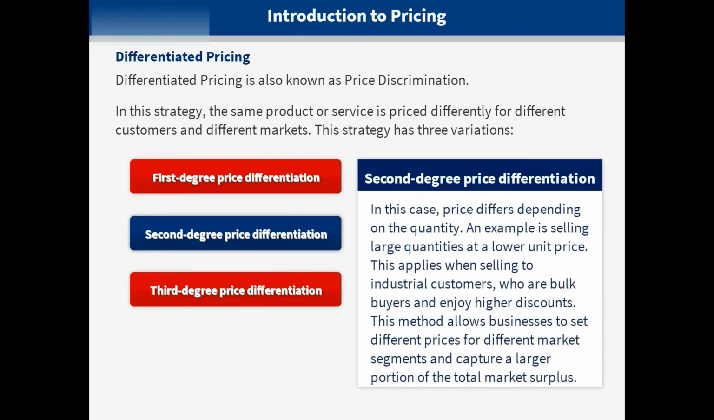Second-degree price differentiation. In this case, price differs depending on the quantity. An example is selling large quantities at a lower unit price. This applies when selling to industrial customers who are bulk buyers and enjoy higher discounts. This method allows businesses to set different prices for different market segments and capture a larger portion of the total market surplus.